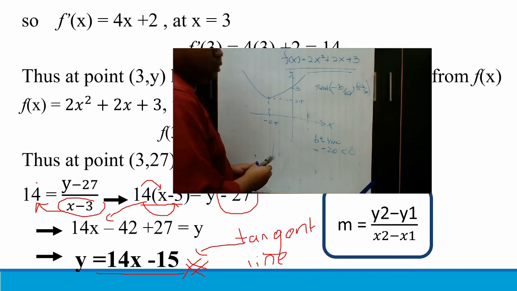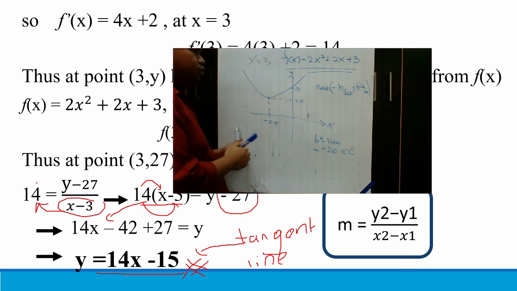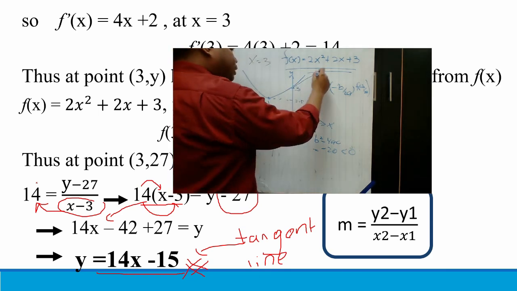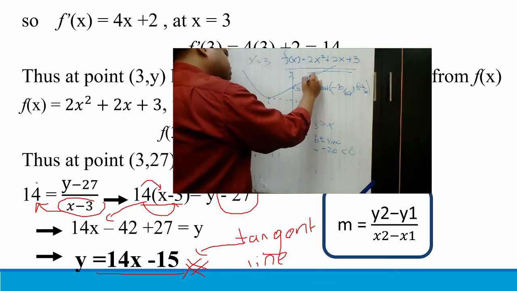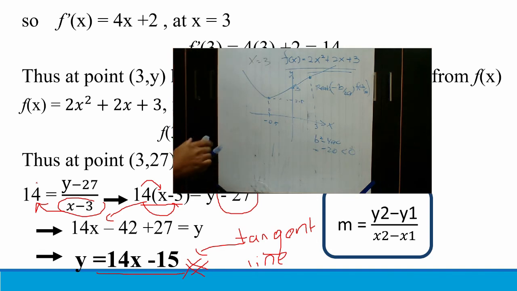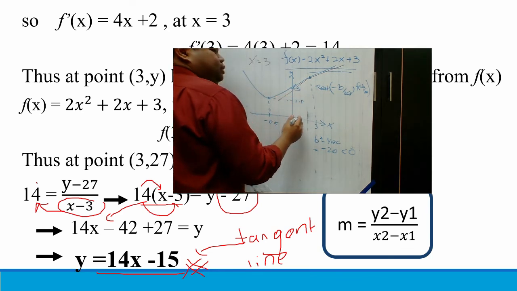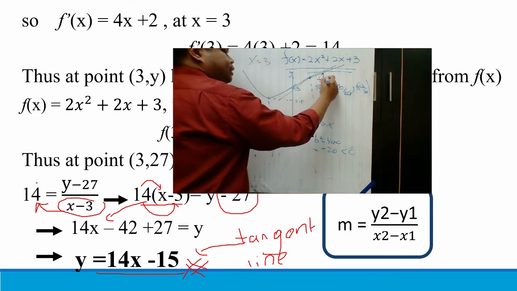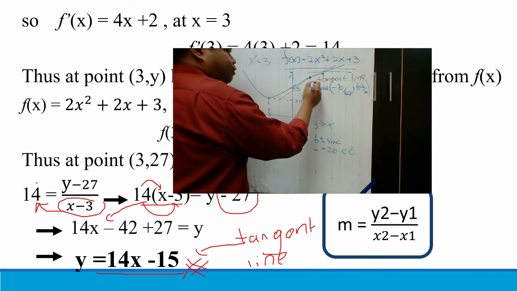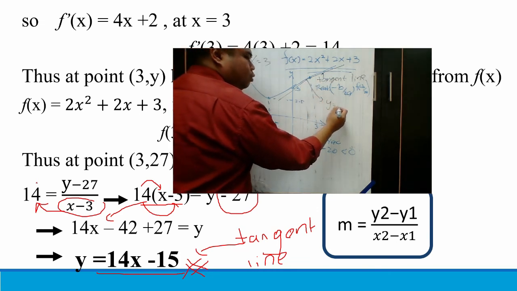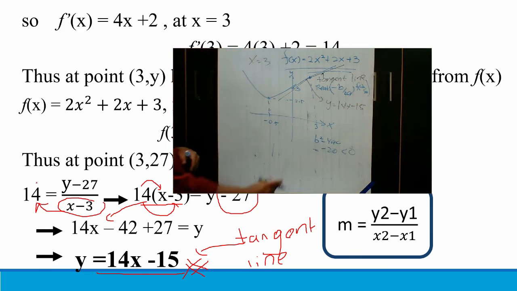When x equal to 3, let's say this is 3. You get this point, and the line touches this point. This point is where the tangent line touches, and the tangent line for this one is y equal to 14x minus 15. This is what you find, the tangent line.